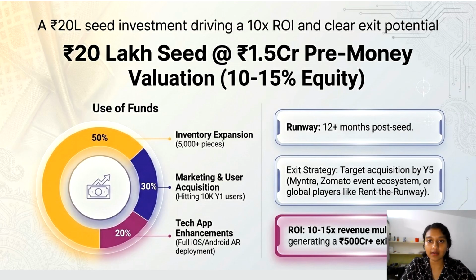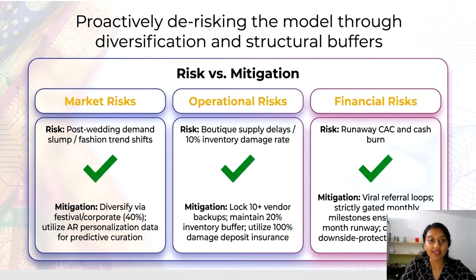Again, we repeat the ask, that is 20 lakh seed at a 1.5 crore pre-money valuation. I don't recall much of the data. So again, what is the risk and mitigation? We have a table structure, but the table is made with neon backgrounds. We have the yellow, we have the purples, we have the green text because the risks are taken care of. And again, there's a sari background. So you see that the slides are repeating, but not in a monotonous manner.